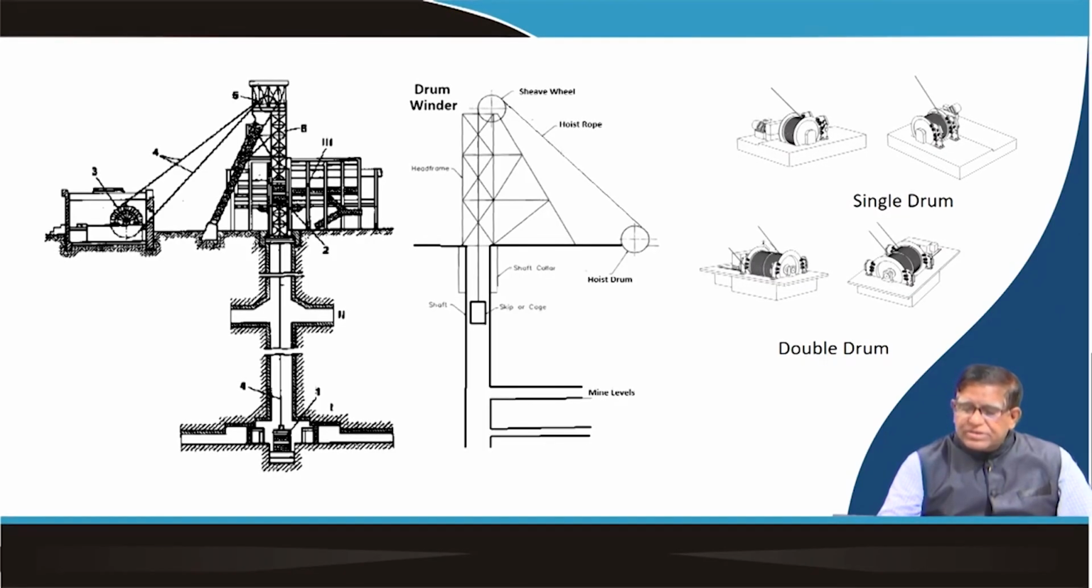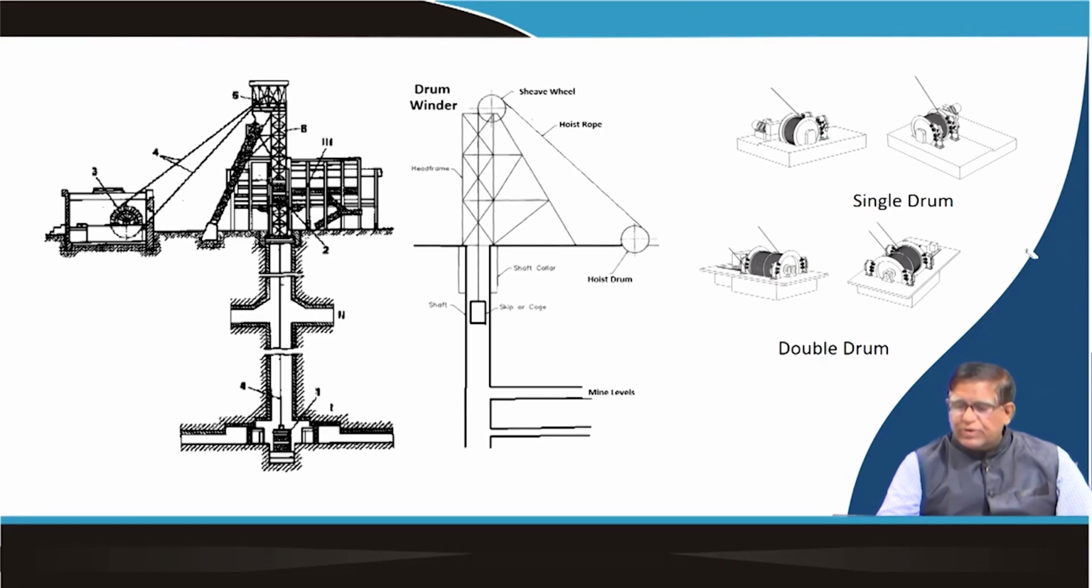In the double drum, there will be two ropes, that means instead of one cage we can have two cages, and when the loaded one is coming up, the unloaded one will be going down, because both are connected to the same shaft. So, there will be some power balancing. The one which is going down will also be helping the loaded one to come up. So, that way we can have a double drum or single drum winding system.